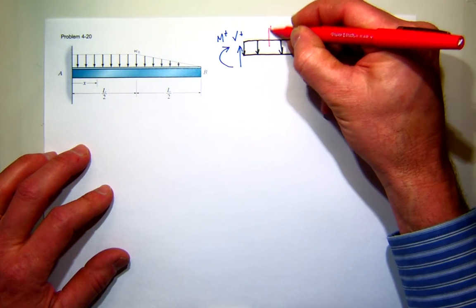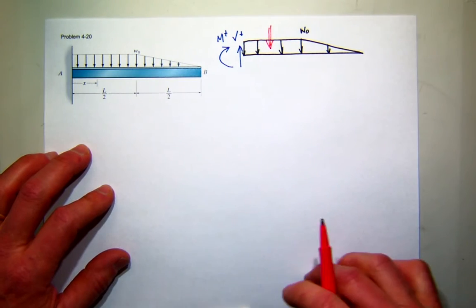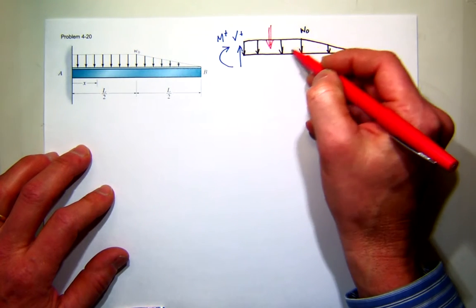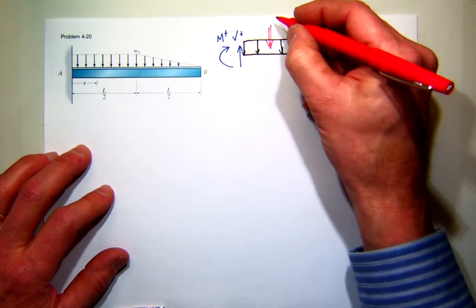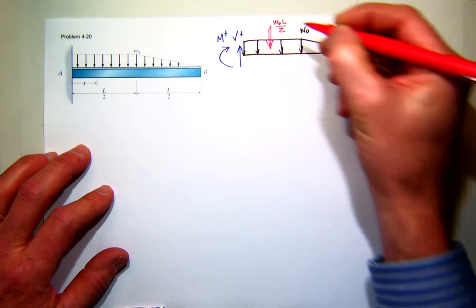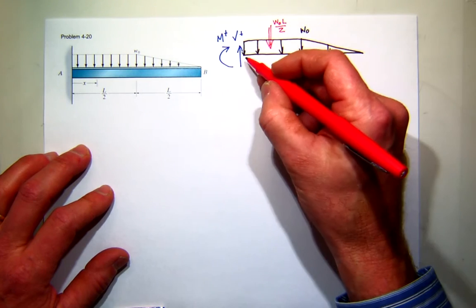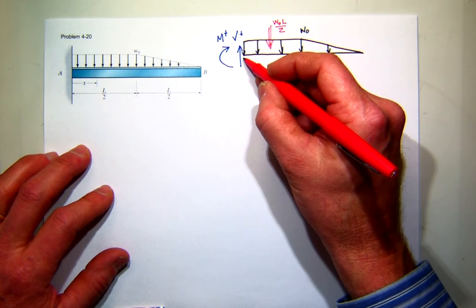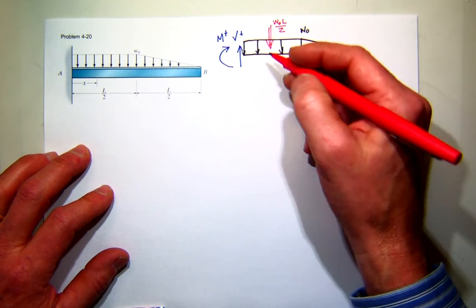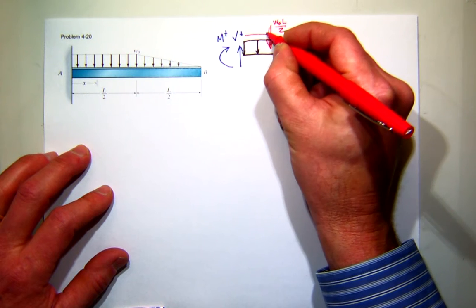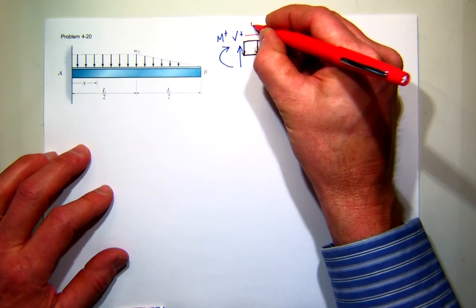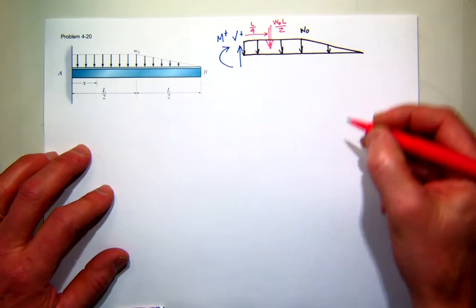Okay, so I'm going to replace that first section with a concentrated force. And what is that value? What's the area of the rectangle, which is W naught L over 2. So W naught L over 2. And I'll probably sum moments about A. So what's the distance to that point? Right, it's the total distance divided by 2, so that'll be L over 4.